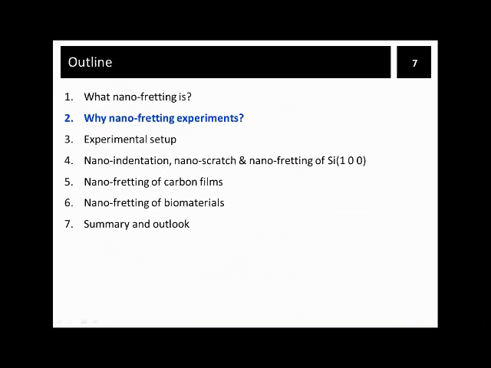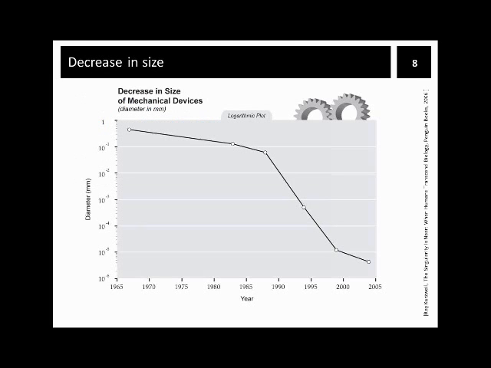Okay, so that brings me to the second short part of my talk on why nano-fretting or small-scale fretting experiments are relevant. I like recalling that particular figure and similar Moore's law type of data, showing that we are really living in a time of exponential growth in all areas of technology. What we have here is time on x-axis and diameter of mechanical devices on y-axis. This particular figure shows decrease in size of mechanical devices over the last 40 years.